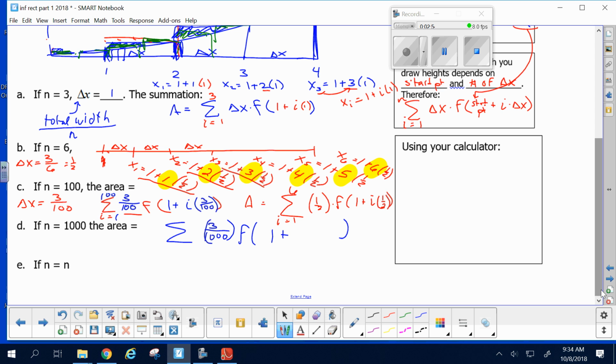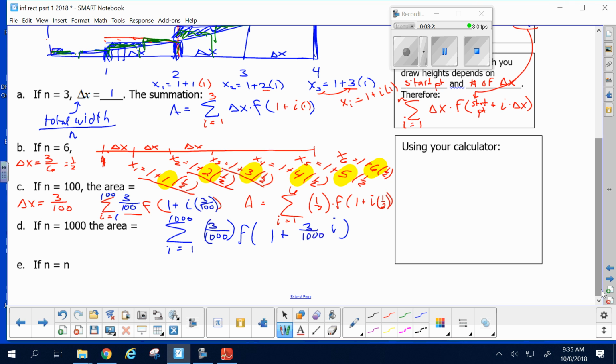And how many deltas I've gone over. Well, delta is every time 3 over 1,000, and how many deltas over is a counter. 1 delta over, 2 deltas over, 3 deltas over. We call that i. I starts at 1 delta over because we're using right rectangles, and it ends at the total number of deltas over, and the total number of deltas is the same as the number of rectangles, which is 1,000.